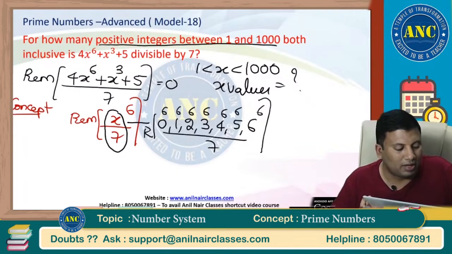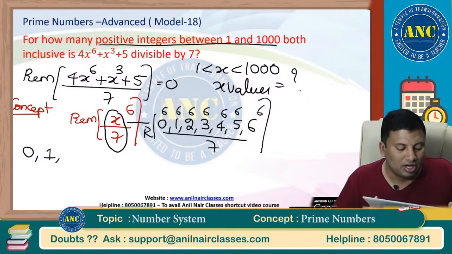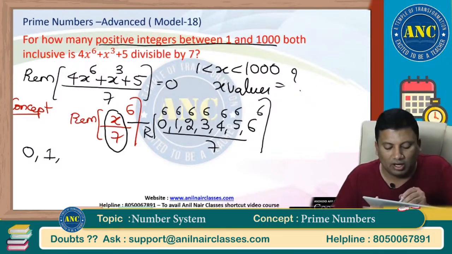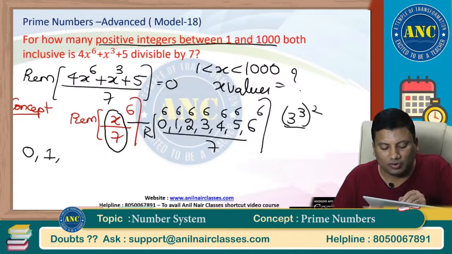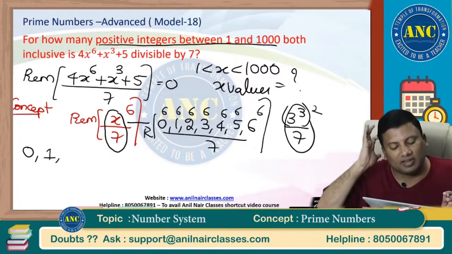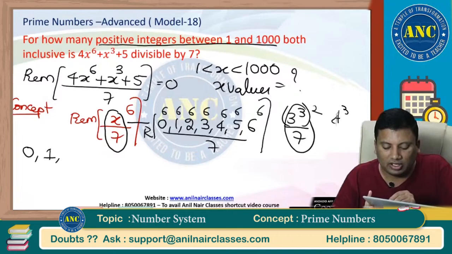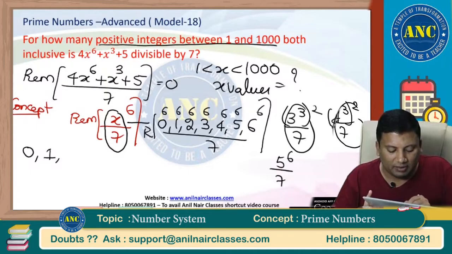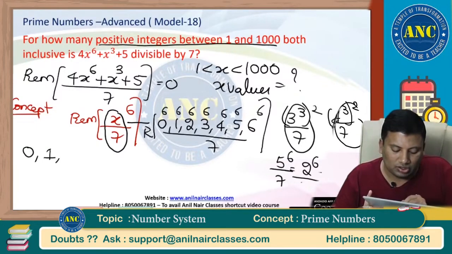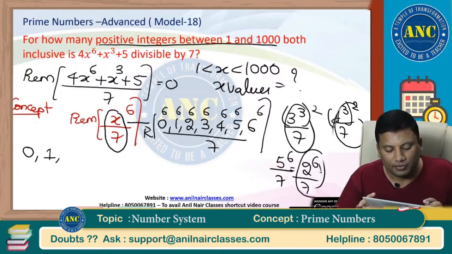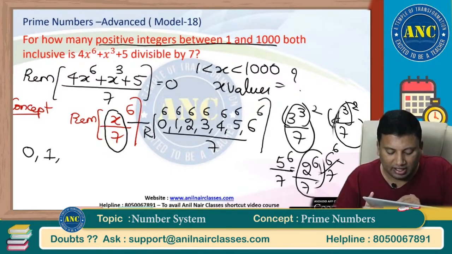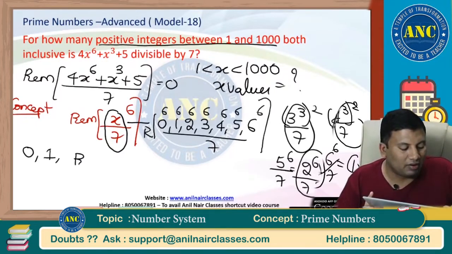When you do 0 by 7, it is 0. 1 by 7, 1. 2 power 6 is 64; 64 by 7 gives remainder 1. 3 power 6 is 3 cube whole square divided by 7: 27 by 7, 7 4s are 28, so minus 1; minus 1 square is 1. 4 power 6, 4 cube whole square divided by 7, is also 1. 5 power 6 divided by 7: 5 by 7 is minus 2, minus 2 to an even power is again 1. 6 power 6 divided by 7 is again 1. So remainder 1. Very important concept.